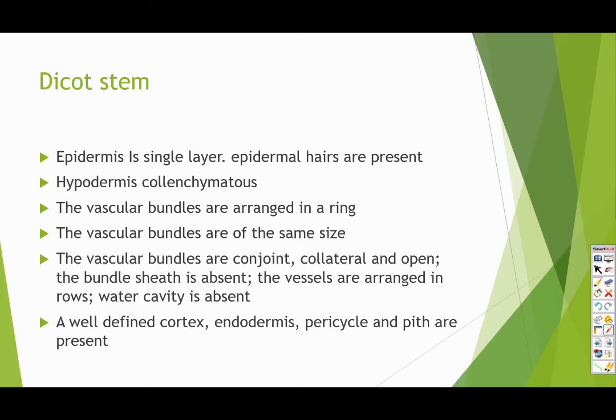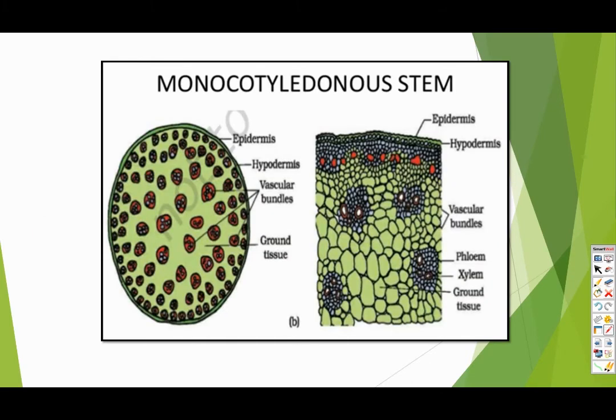Now, moving on to the next one, your monocotyledonous stem. The outermost layer is epidermis followed by hypodermis. They have vascular bundles present, where your phloem is completely surrounding your xylem, and all these things are your ground tissues. The pink and green parts here are your ground tissues. Now, sclerenchymatous hypodermis.